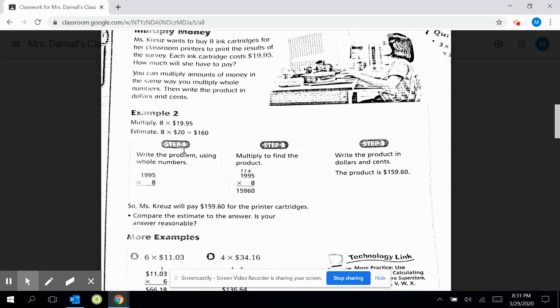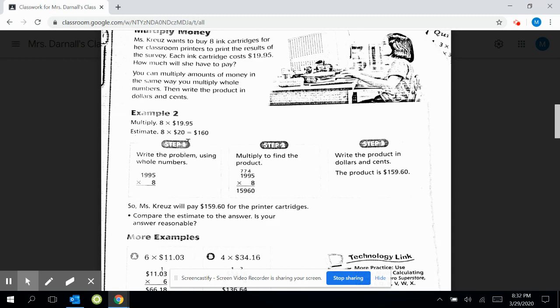And remember, they're doing step 1. They're telling you how to do it if it's a money problem here, I guess. So maybe we should talk about that. 8 times $19.95. They estimate and say that's almost $20, and so then they go 8 times 2, 16, and then you add the 0, that makes 160.